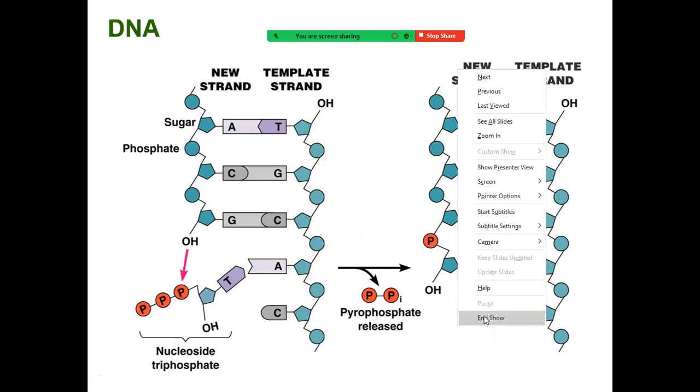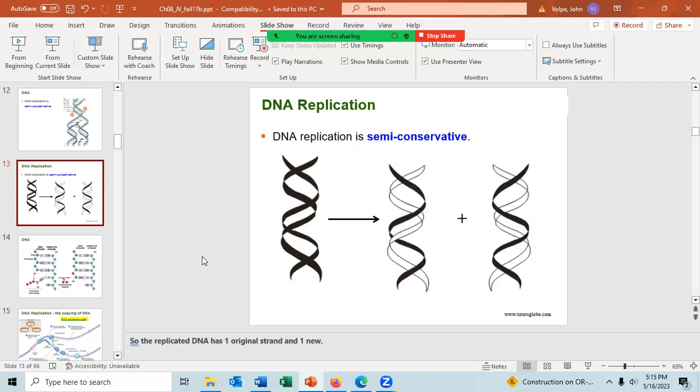That's different than the, let me go back, than the conservative model, which would have had one of the daughter cells having both strands of the old black DNA, and then the other strand would have two white new strands of DNA. That's the conservative model. DNA replication follows the semi-conservative model of DNA replication, where the newly made daughter cell has one strand of the original DNA and one strand of new DNA. Any question about any of that?